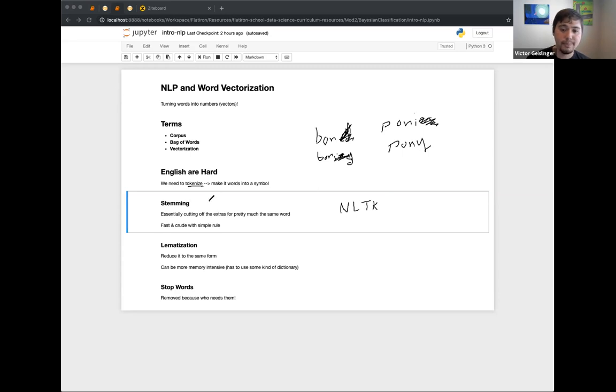But again, stemming is just a really fast, quick way to do things. It's crude. It doesn't make real words. Sometimes the words don't actually match up, like pony and ponies. But for the most part, it tends to do a pretty decent job, especially if you're just going through it really quickly.